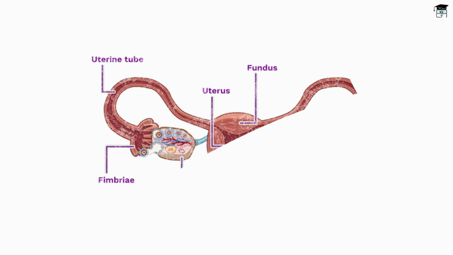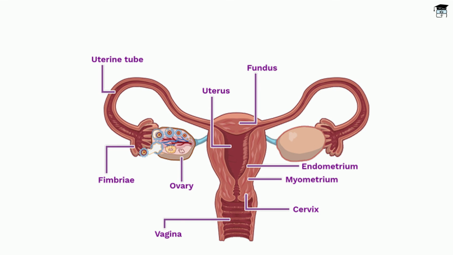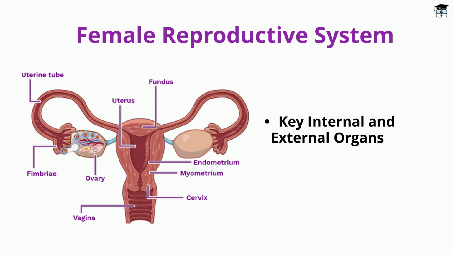So, this was all about our today's topic. I hope you all understood about the key internal and external organs and their various important functions of the female reproductive system.